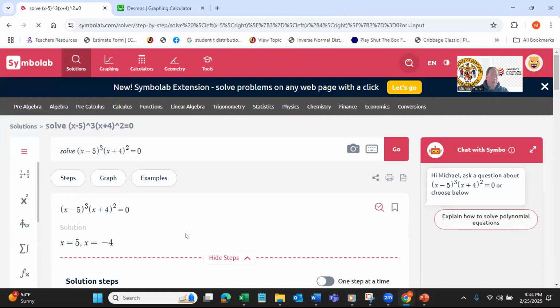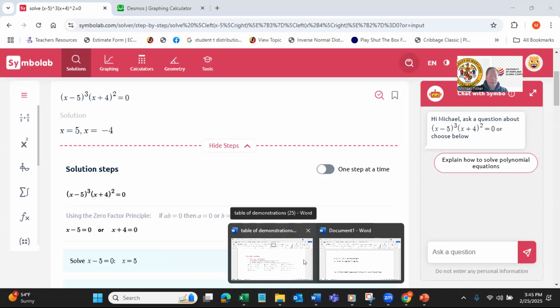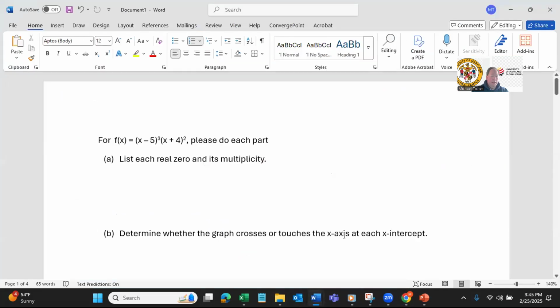It gives us the zeros right here. Now it wants us to find the real zeros, which are real number zeros, which are 5 and negative 4. And here's what it does. It sets each factor equal to 0. So x minus 5 equals 0, and also the factor x plus 4 equals 0. And then it solves for x there. So that's how it gets the solutions of 5 and negative 4. All right, so the zero is 5.